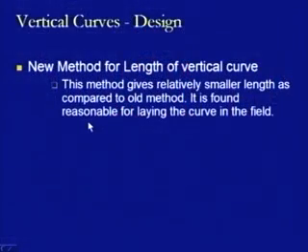This new method for the length of the vertical curve gives a length which is relatively smaller, and in some conditions we will find that there is a large variation between the length computed using the previous formula and the one computed using this new formula. This is the comparison between the two methods, but nowadays we are using the latter formula as compared to the former one, and it has been observed that while laying these types of vertical curves in the field, they have been found reasonable.